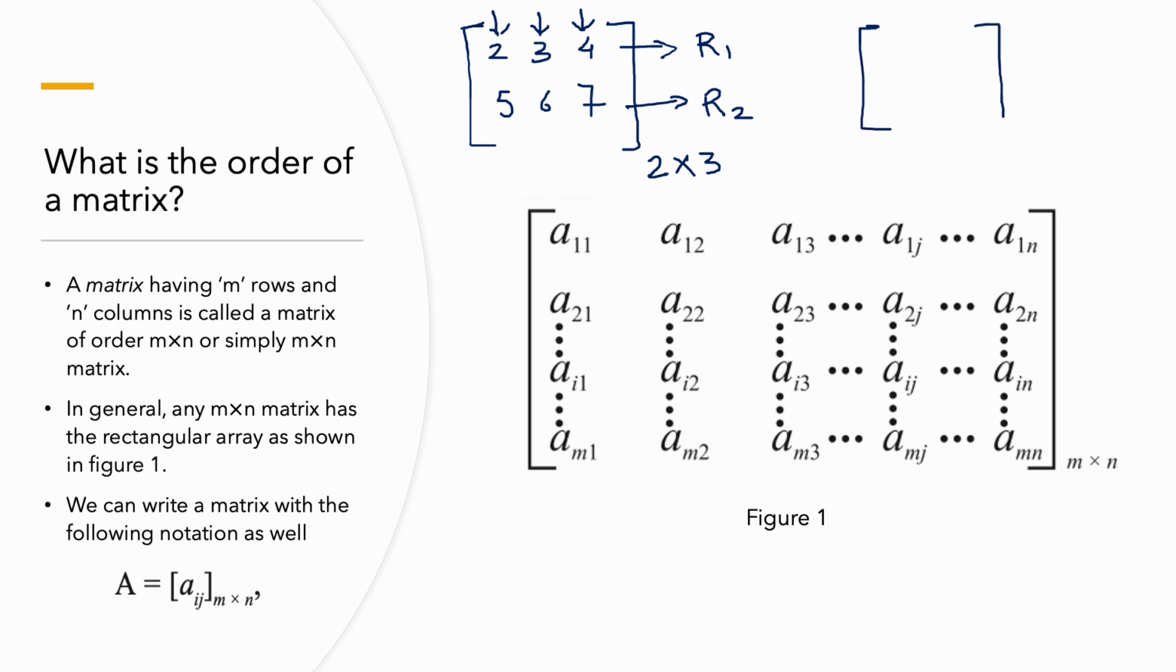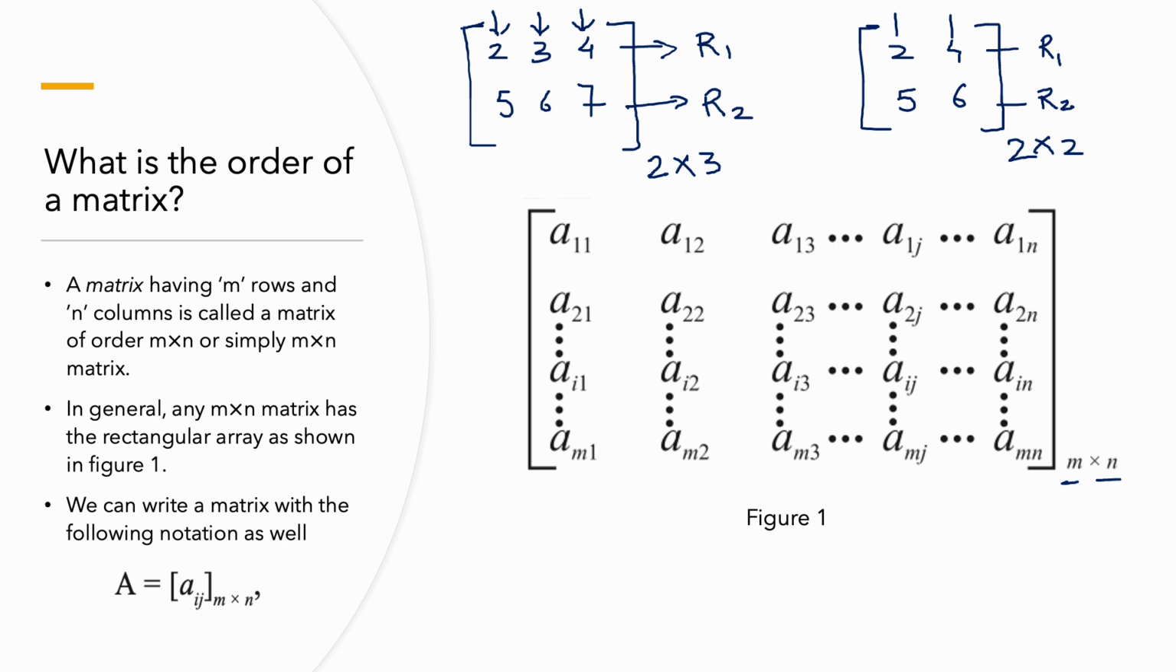Let me give you another example. This time I'm taking 2, 4, 5, 6. In this particular matrix, you can observe there are 2 rows, R1 and R2, and 2 columns as well, C1 and C2. So the order of this matrix is going to be 2 by 2. Another example is given in figure 1, which is a matrix having an order of m times n, which means there are m rows and n columns.